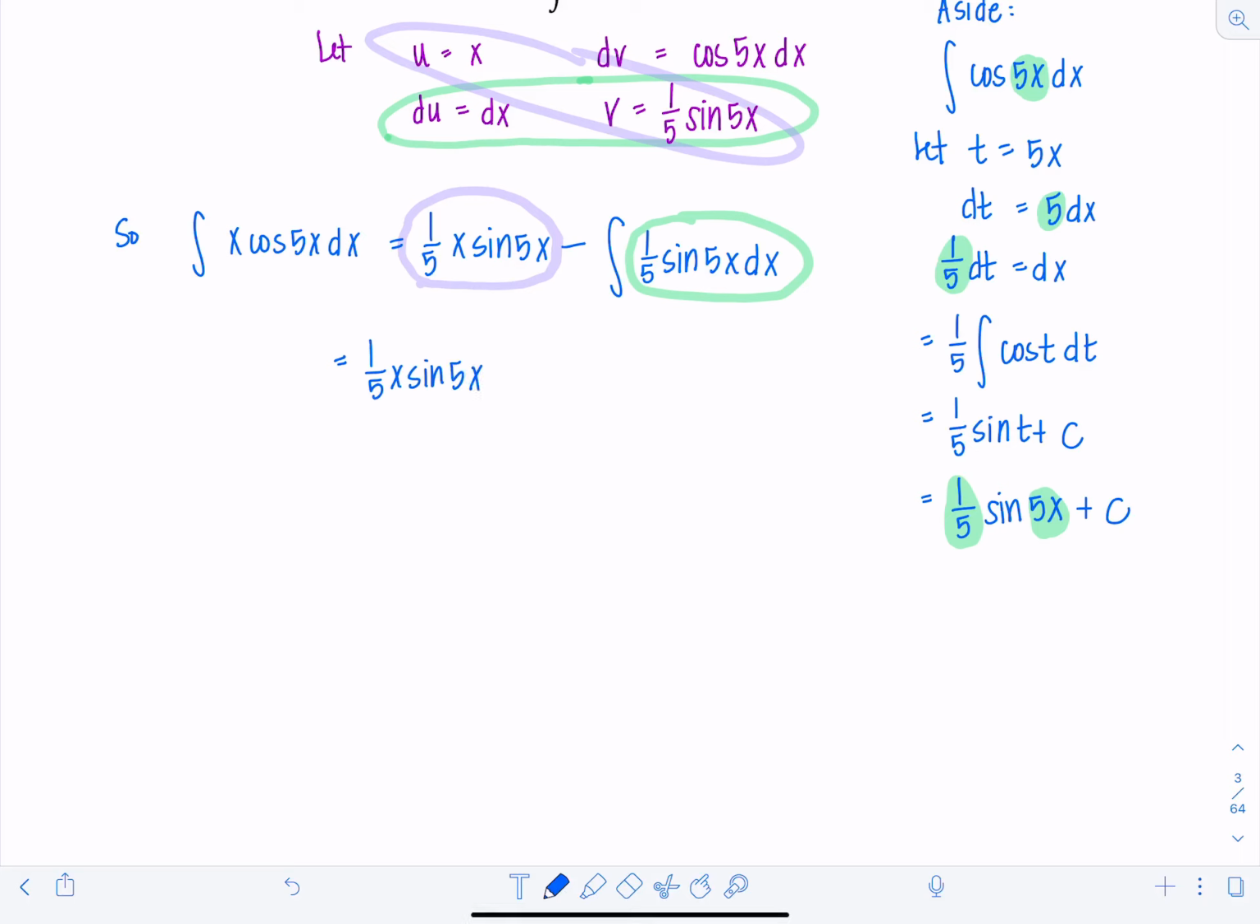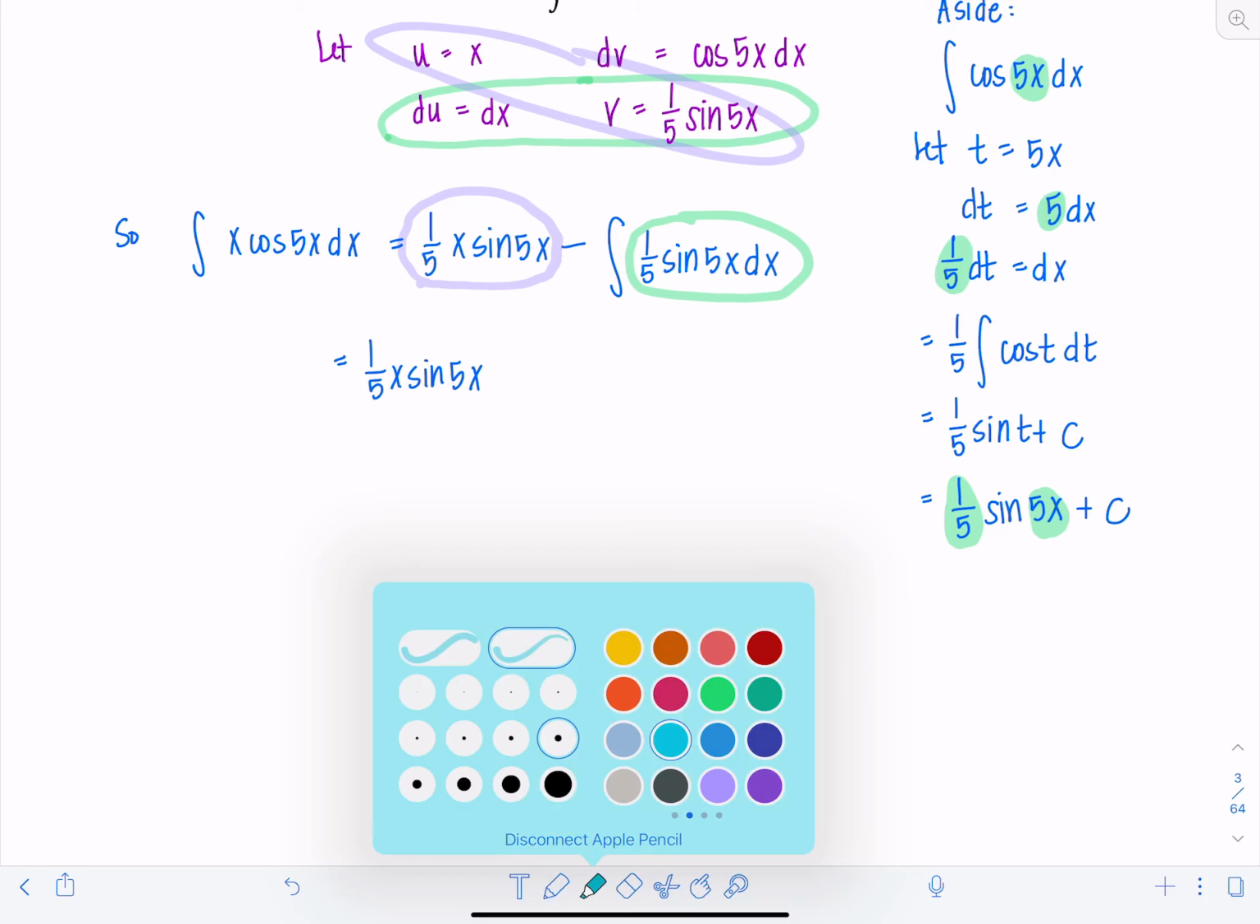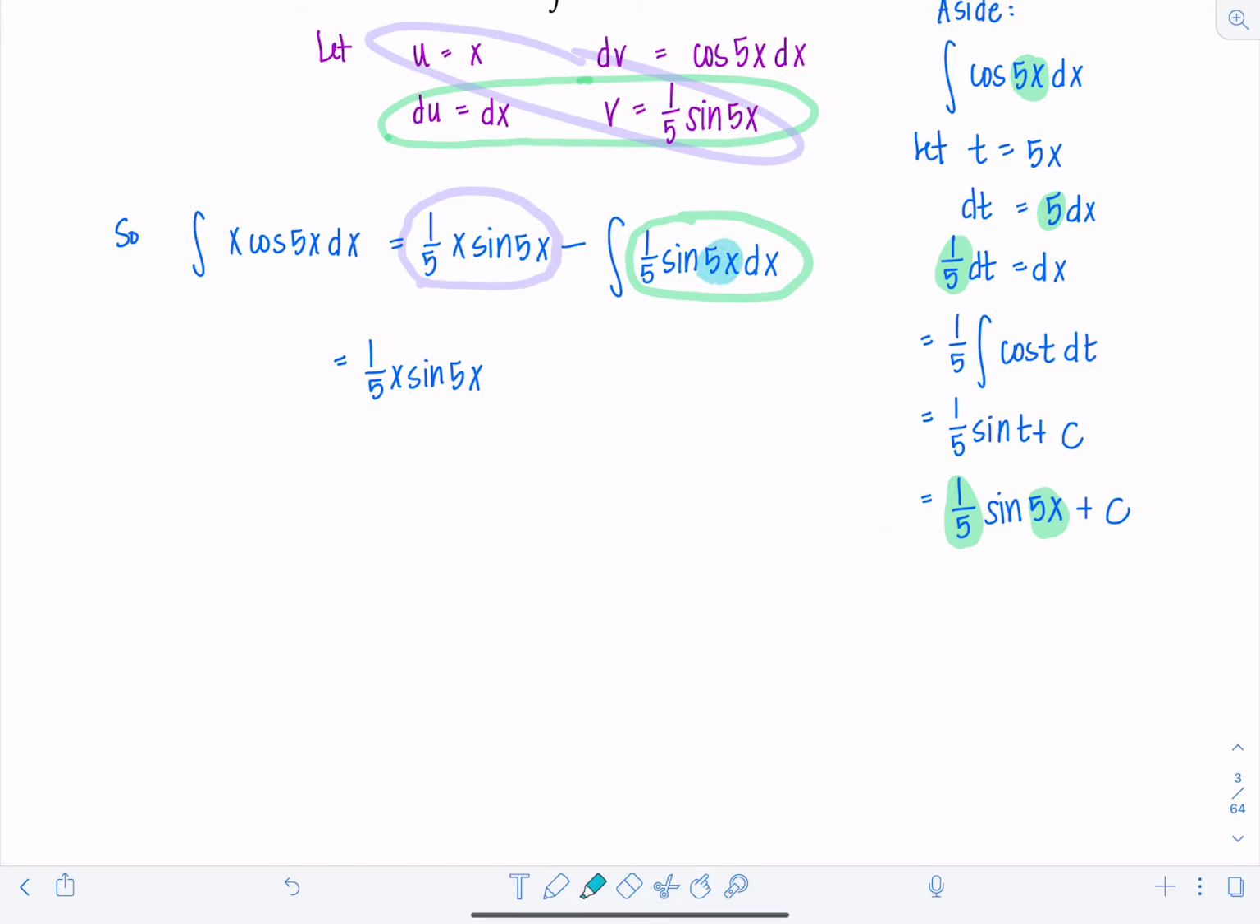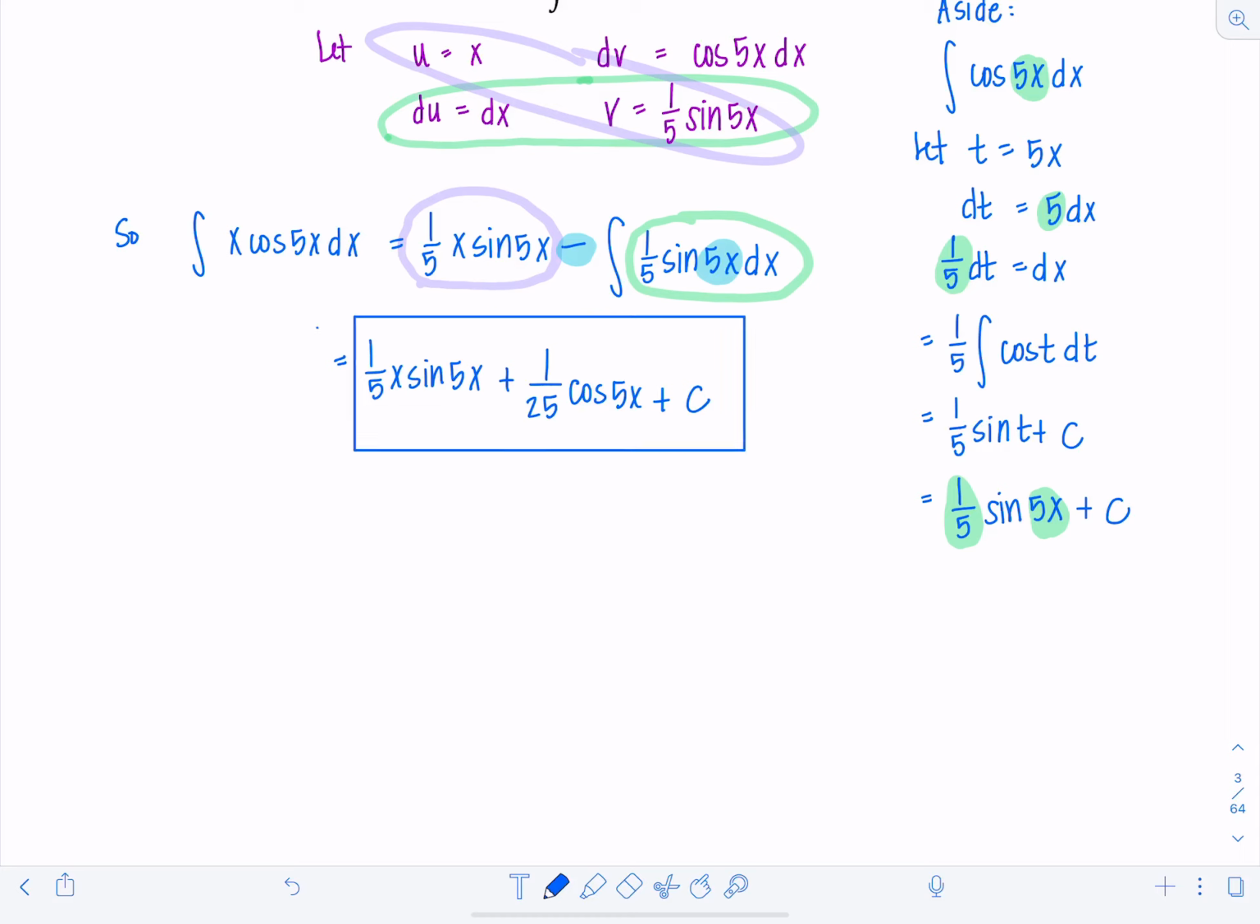Now I have to anti-differentiate 1/5 sine of 5x. Okay, we don't need to do another substitution. Remember what we just talked about? If there's a constant in front of x, you just end up dividing by it when you anti-differentiate. So I'm going to have another 1/5. So that means I'm going to have 1/25 as my coefficient. And then the antiderivative of sine of 5x is going to be a negative cosine, right? And so I notice I already have a negative here. So that last term is going to be a positive 1/25 cosine 5x plus c. Don't forget the plus c. And that's it.